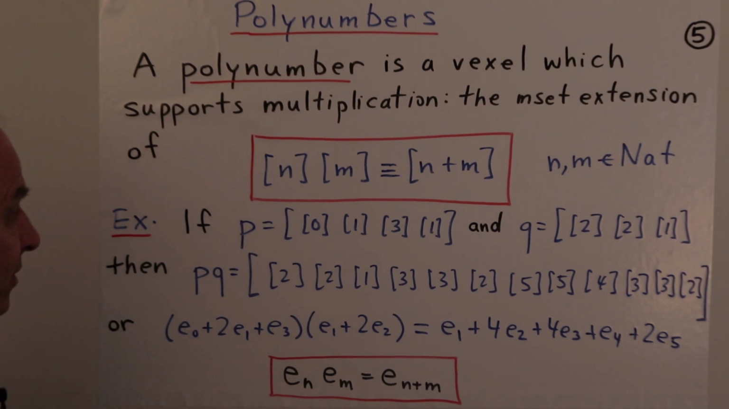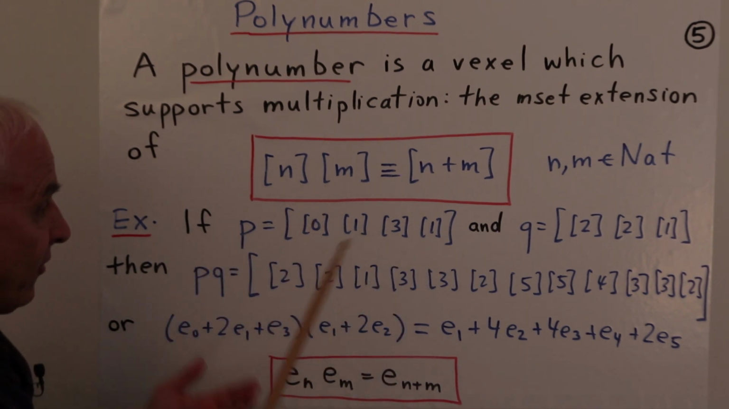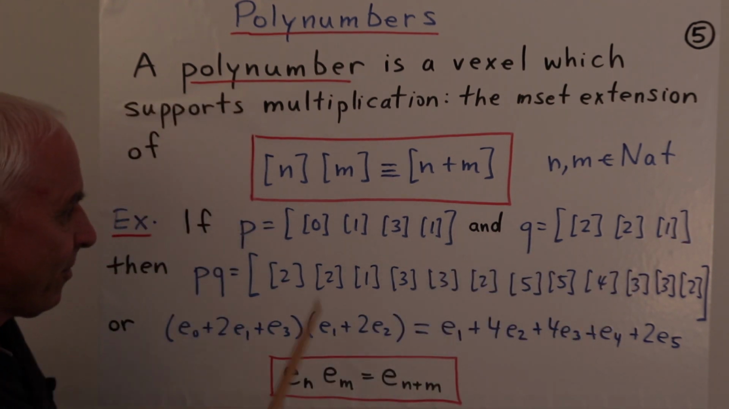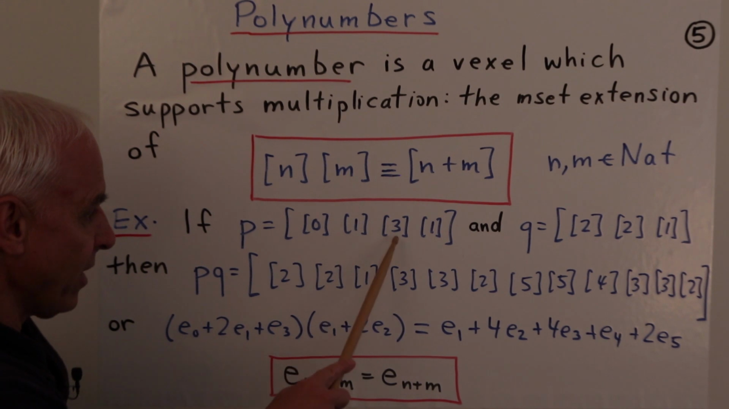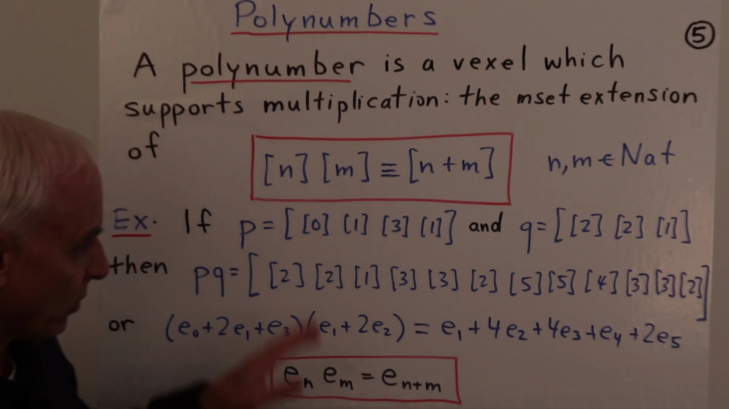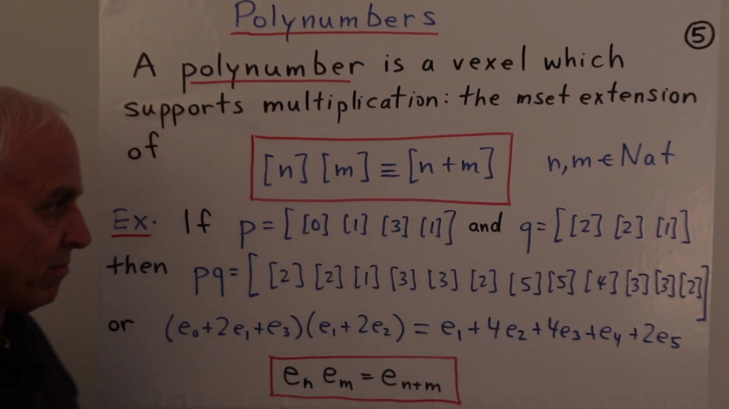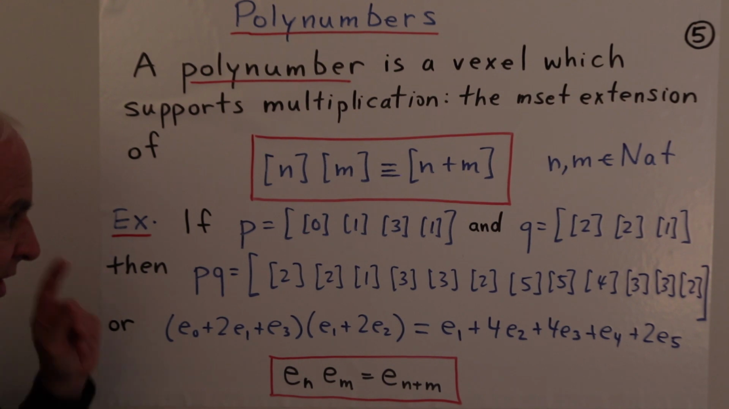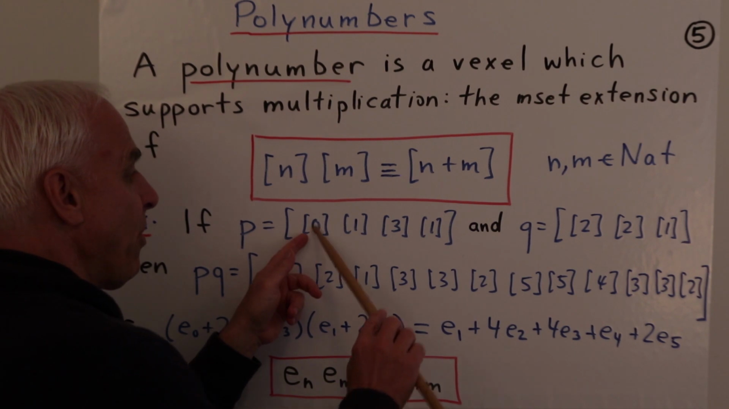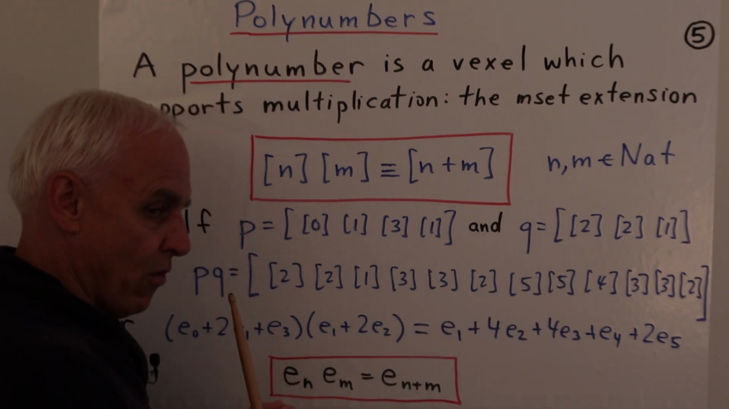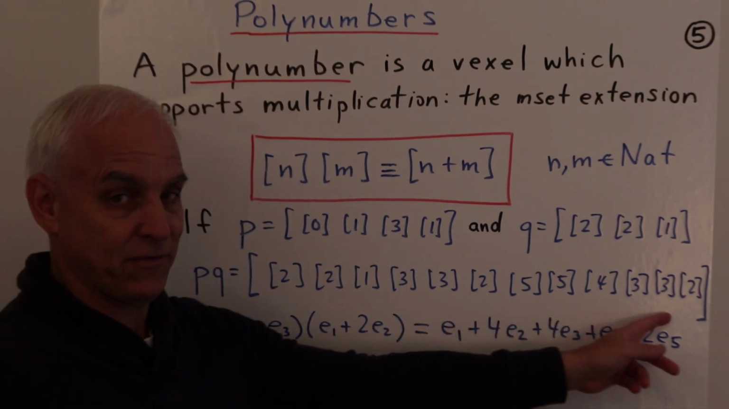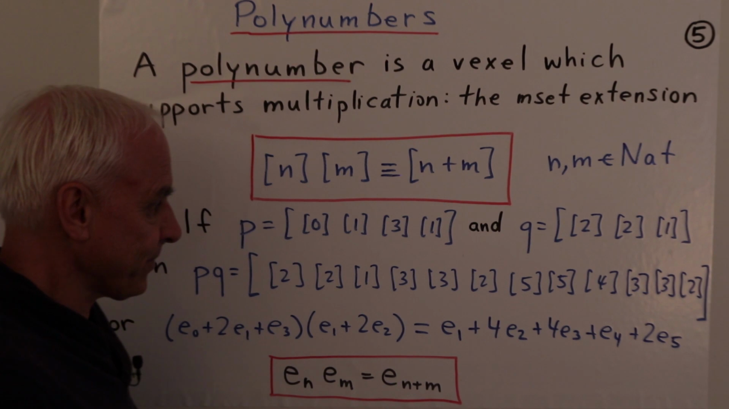And then if we have two polynumbers, in other words, vexels, say P, which is this one, and Q, which is this one. P has a singleton 0, a 1, a 3, and a 1. Q has a singleton 2. There's another singleton 2, and there's a singleton 1. So we want to multiply these two polynumbers. Then their product PQ is what? It's the multiset consisting of all possible products between these four singletons and these three singletons. So altogether we should have 12 different constituents of this big M set.